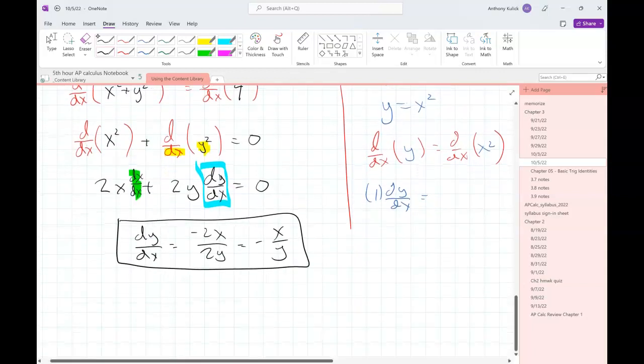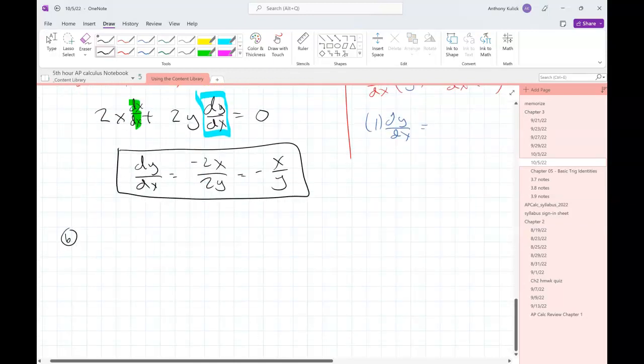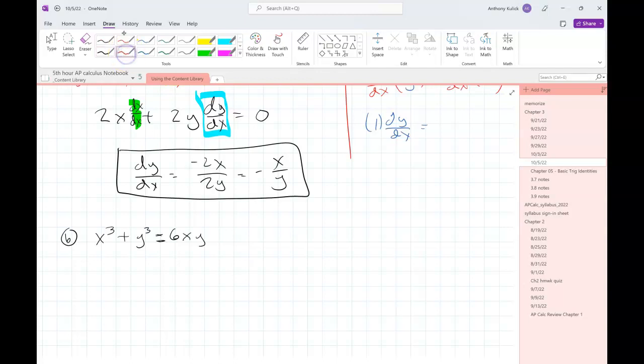Let's do another. Call this one B. Let's say we have x cubed plus y cubed equals 6xy, and we want to find dy dx. So again, we'll just start by taking the derivative of both sides.